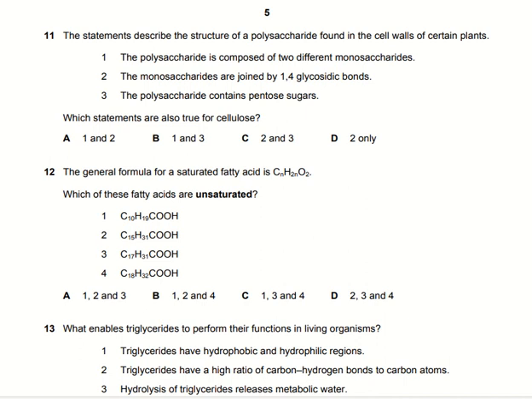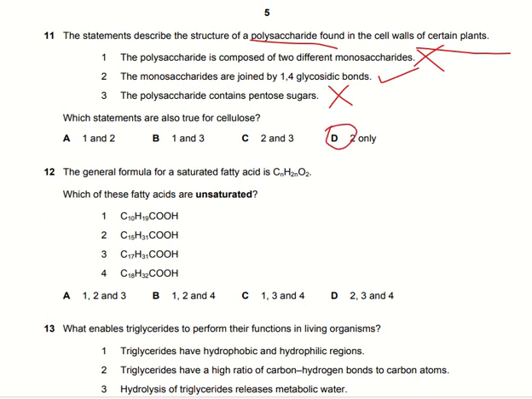So let's start. The statement describes the structure of a polysaccharide found in the cell wall of certain plants. The polysaccharide is composed of two different monosaccharides. No, it can be made up of more than two different monosaccharides. The monosaccharides are joined by alpha 1,4 glycosidic bonds. Yes, it is always joined by this bond. The polysaccharide contains pentose sugar. It is not necessary. It can be hexose, triose, and some others as well. So option D here is the right one.